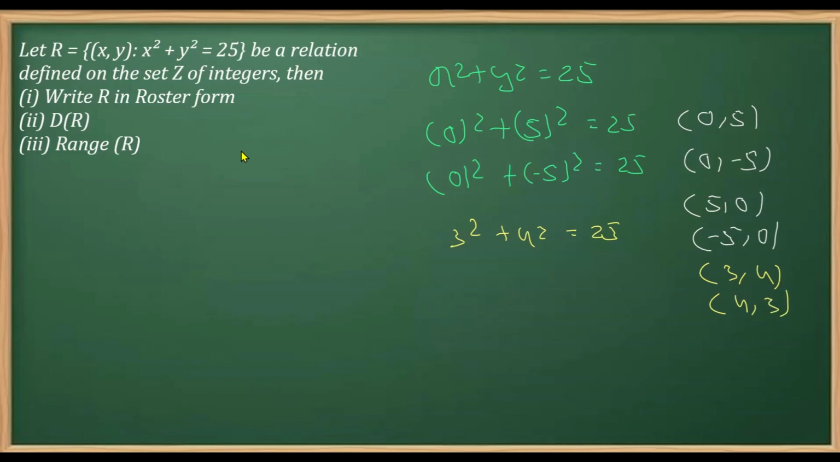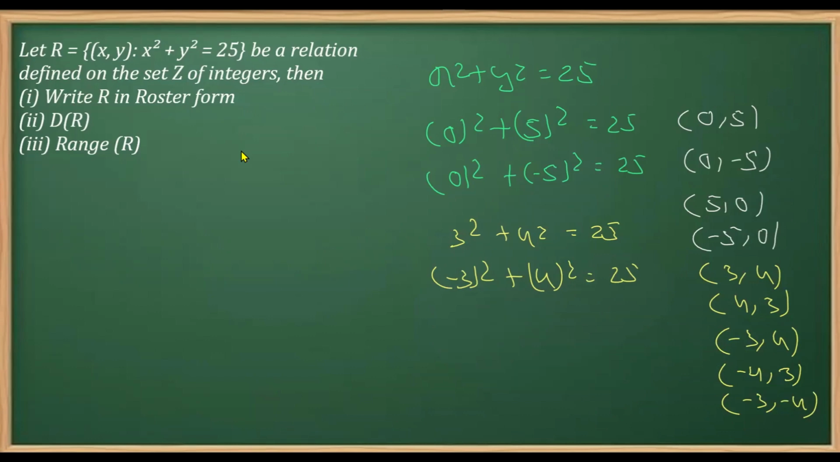Now check here, we know that this is squared. So if I take minus 3 square, keeping this as positive, we still have 25. So that is minus 3, 4, it could be minus 4, 3, it could be minus 3, minus 4. These are the possible combinations that can be made from the integers.